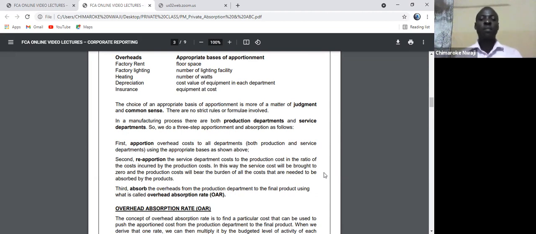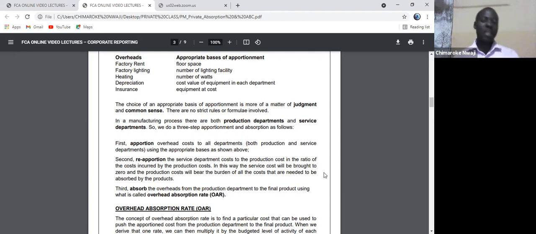First of all is allocate costs to whichever department that is incurring the costs. Then the second one is apportion. Those ones that you cannot allocate directly, you apportion them. Now, when you apportion, you can also do a reapportionment. We are doing reapportionment of the service department cost into the production.